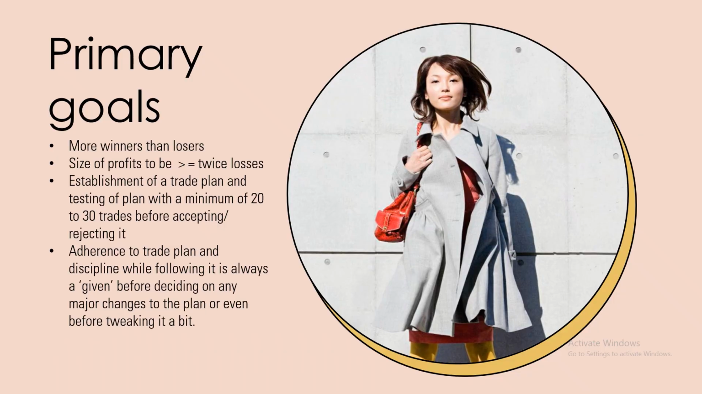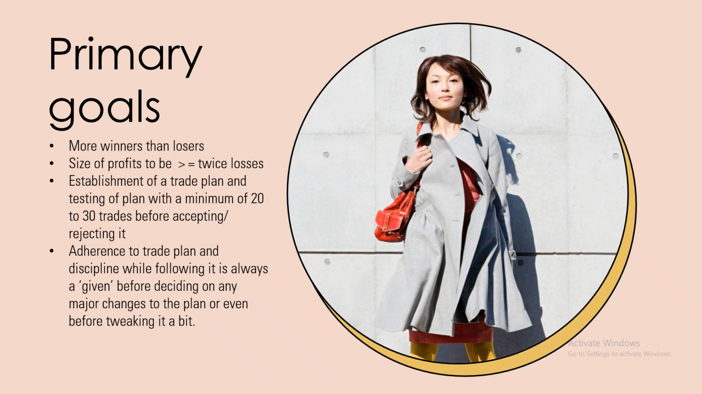While studying the importance of different kinds of probability enhancers, we shall have the following primary goals. The first and the most important of them all is to have more winners than losers. The second one is that the size of the profit should be twice or more than the losses that we incur on any trade that we take. This helps us compensate for losses that we've already incurred on an earlier trade.